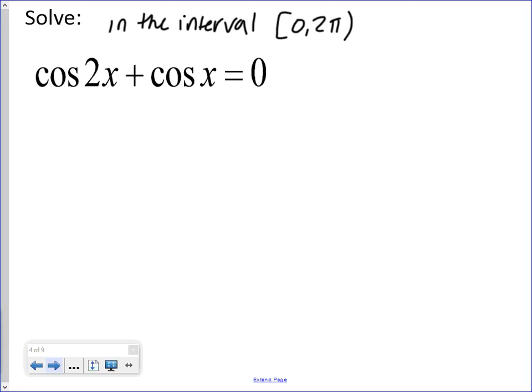Okay, so we've got cosine 2x plus cosine x equals 0. And we want to solve that equation. Remember, to solve equations, your goal is to isolate trig functions. But we're going to have an issue here. Cosine 2x is not the same as cosine x. So they're not like terms. I can't combine them, and they're not something that I can factor.